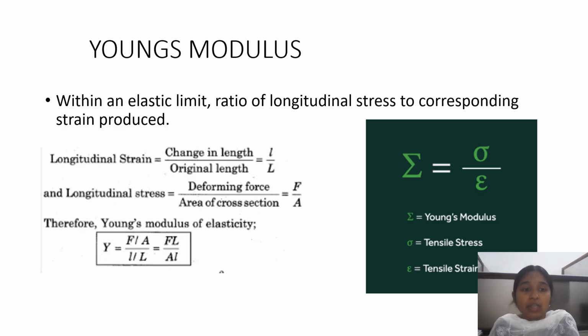And then we have the longitudinal stress. What is stress? It is another term for pressure, right? So it is force by area. Deforming force by the area of cross section on which the force is acting. So we will get the expression for Young's modulus equal to longitudinal stress by longitudinal strain. So we represent Young's modulus by capital Y. Then it becomes Y is equal to FL by Al.